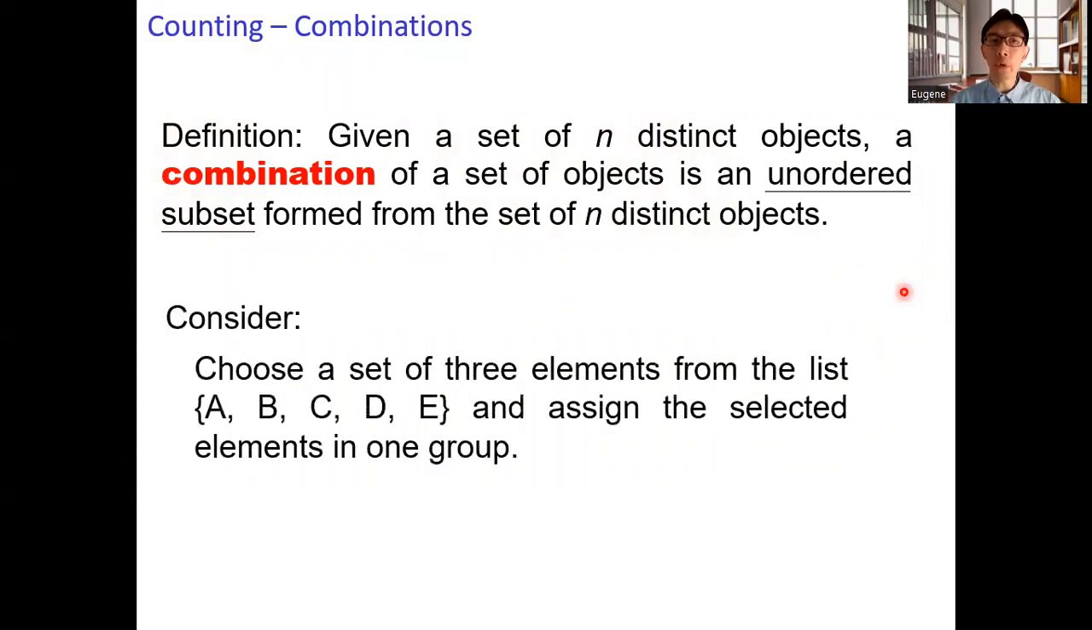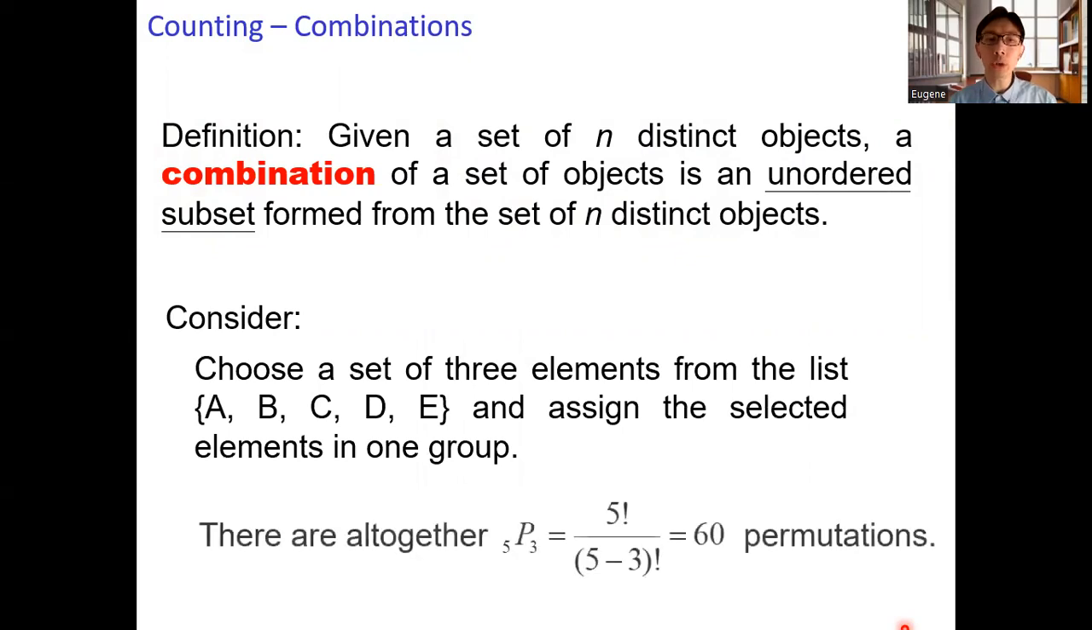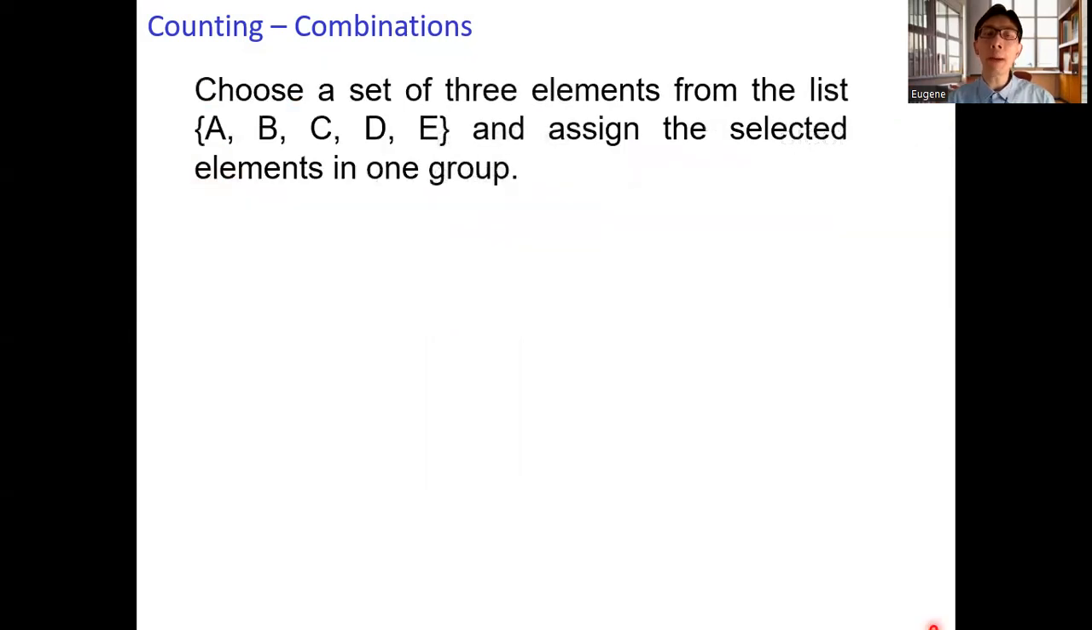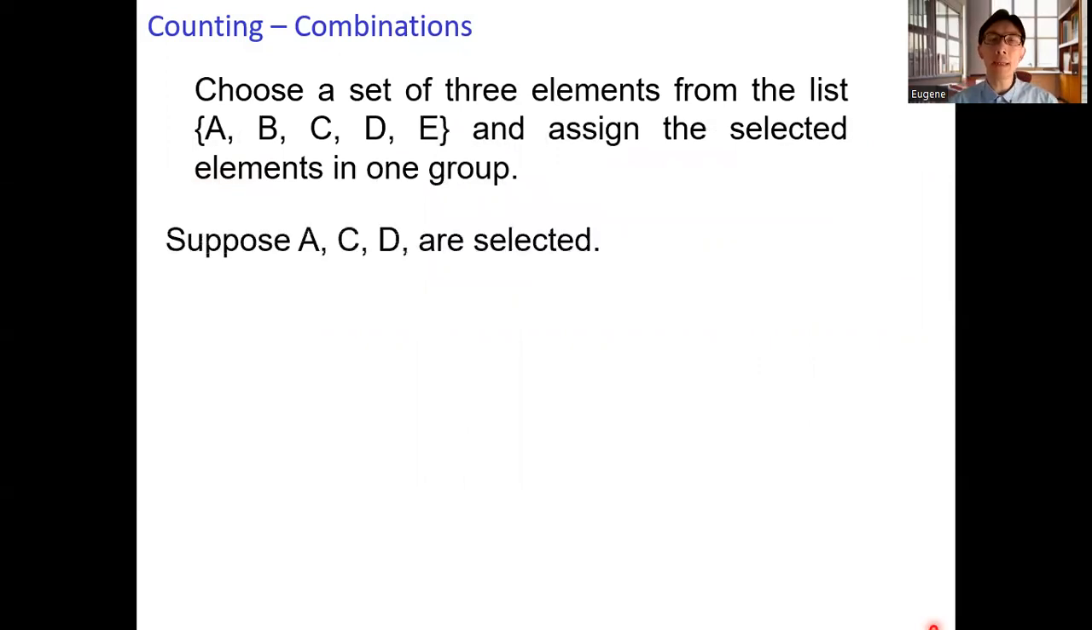Let's take a look at the following. Choose a set of three elements from the list of 5 letters A, B, C, D, and E, and assign the selected elements in one group. If we consider permutations, there are altogether 5P3 equals 60 permutations. How about combination? Suppose we choose the three elements as A, C, and D.